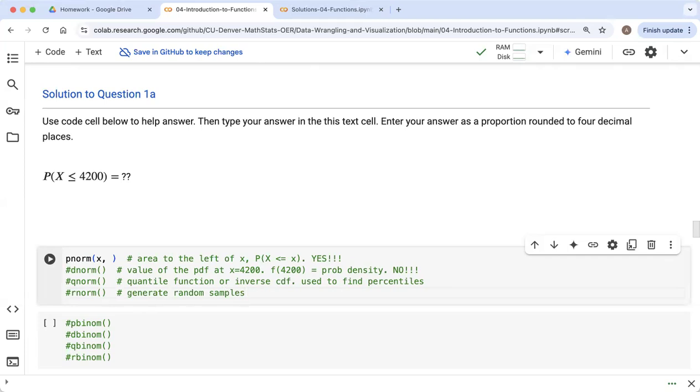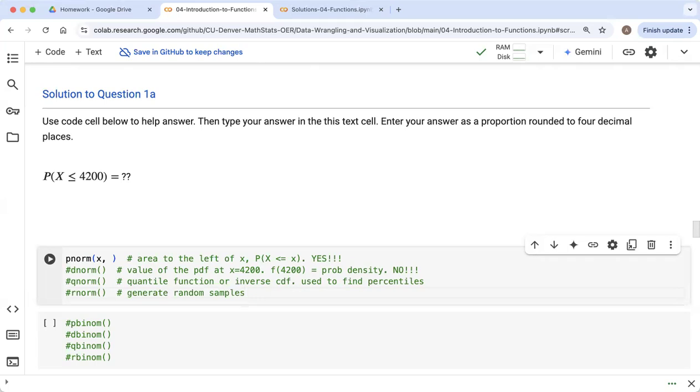The p-norm function is used to calculate probabilities. You could really think about this as calculating areas underneath the PDF. The d-norm function is used to calculate probability densities. This is what you can think of as calculating the height on the PDF function, which is really not useful for continuous random variables most of the time. The q-norm function is useful for calculating percentiles. The r-norm function is useful for generating random samples.